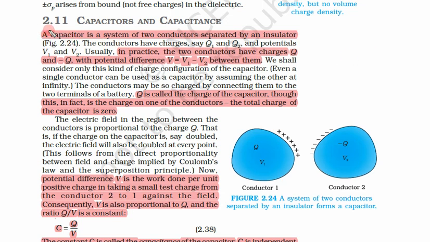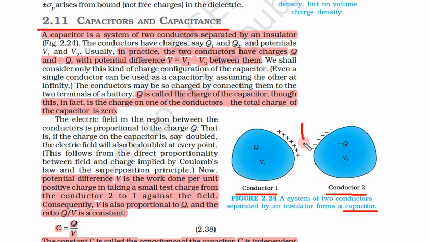So we are seeing the capacitors and their capacitance. First, let us understand what a capacitor is. This is conductor 1, this is conductor 2. A system of two conductors separated by an insulator forms a capacitor.